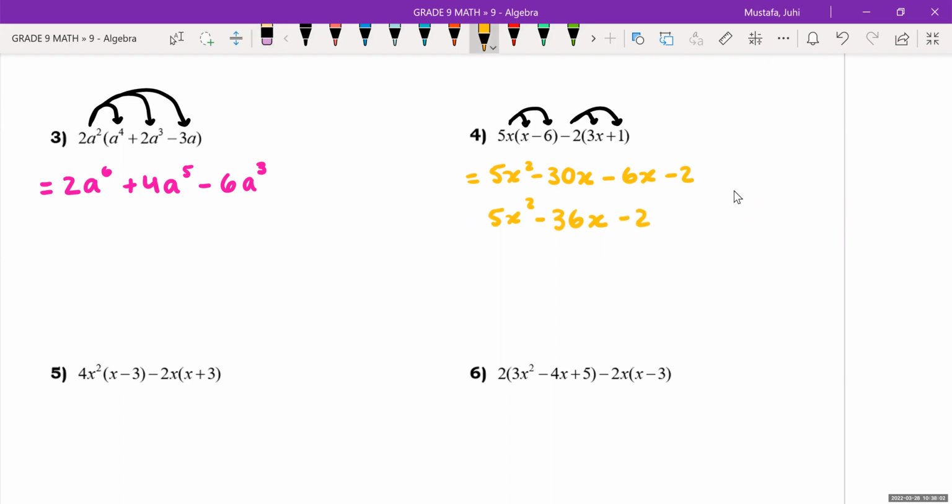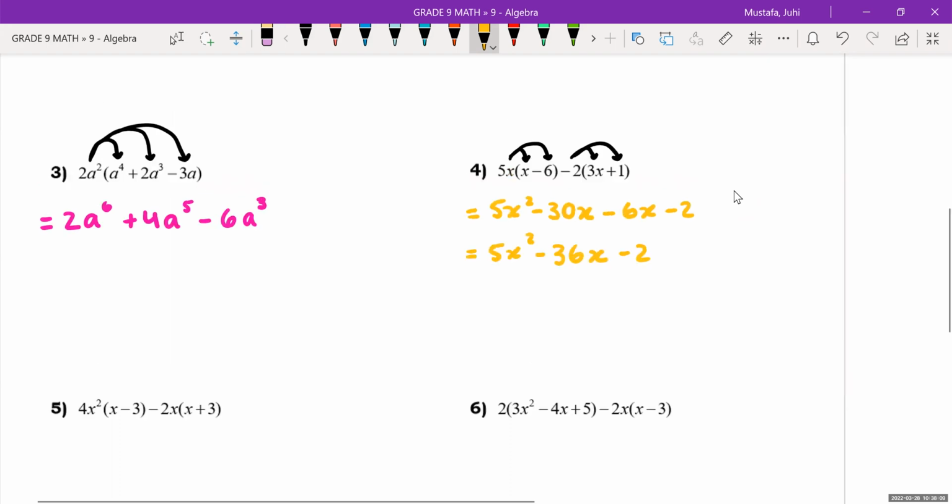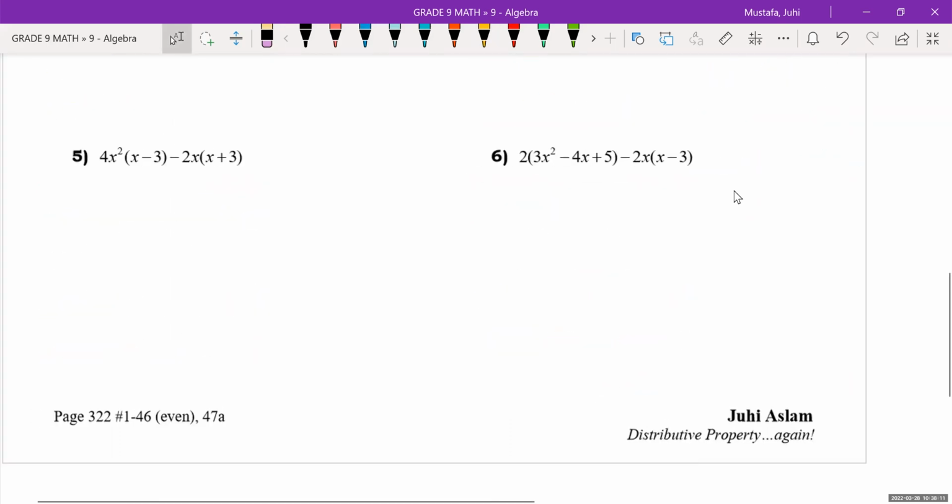Can I do anything else with this question? Can I collect any other like terms or do anything else? Nope, that's the final answer. That's what we're left with.